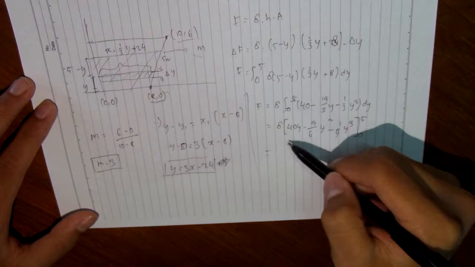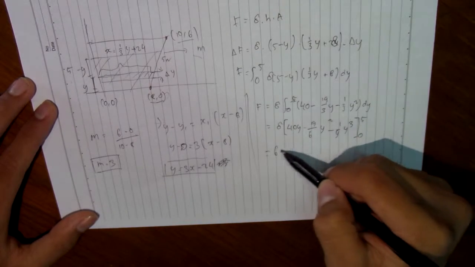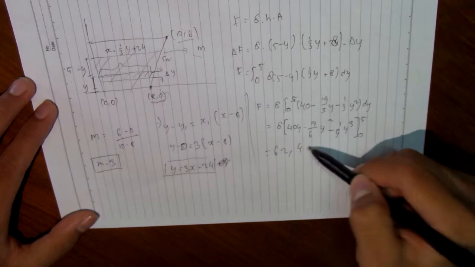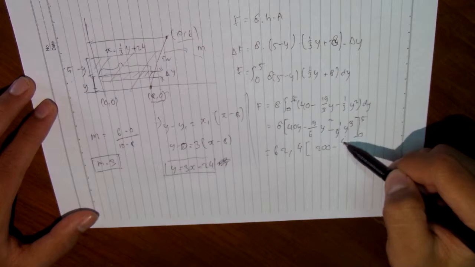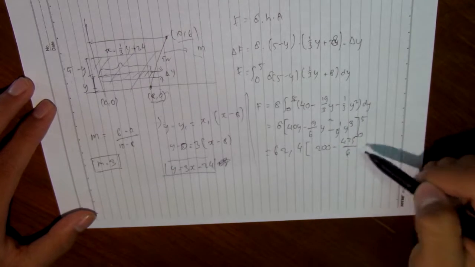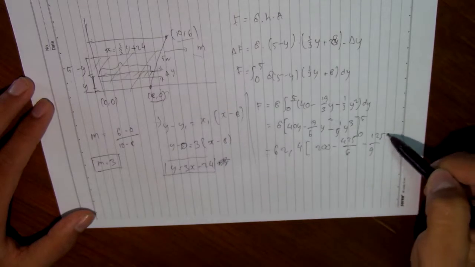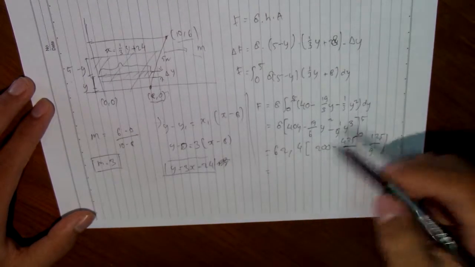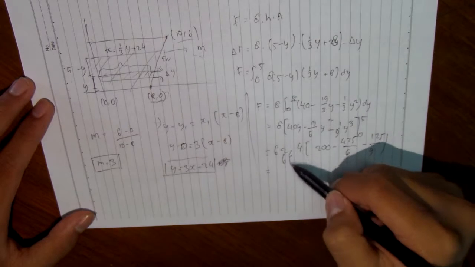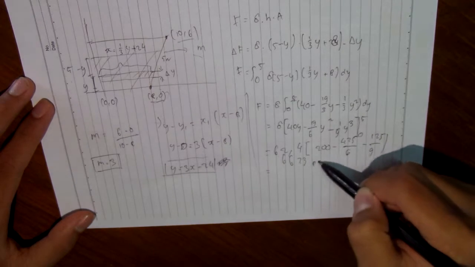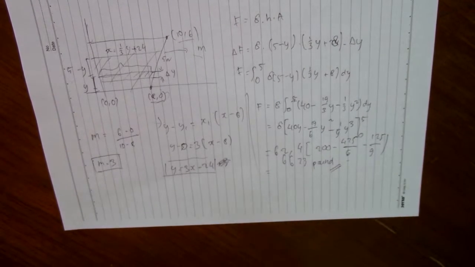So if you calculate all these numbers, we will get 62.4 times 100 minus 475/6 minus 125/9, which is 6,673 pounds. So this would be the answer to question number 3.